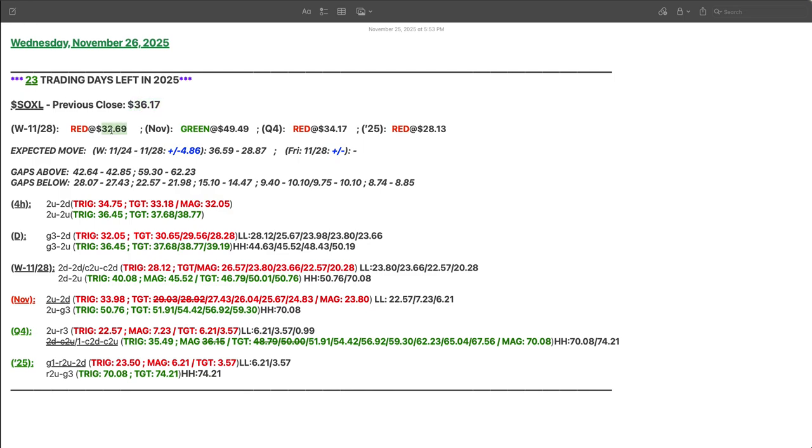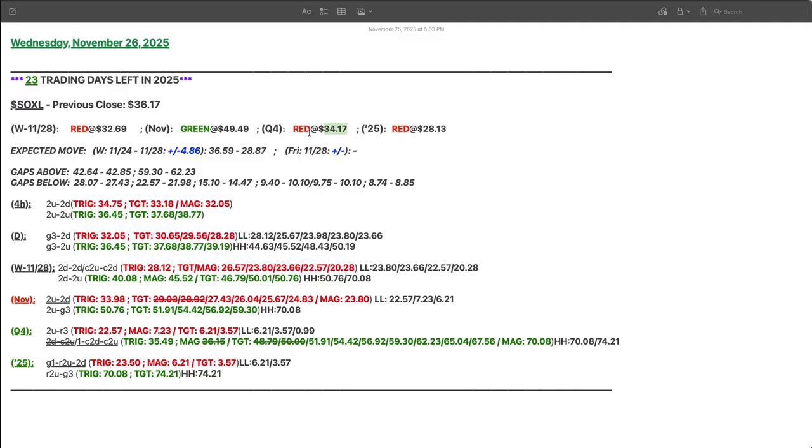We know that in order for the week to turn red, we would have to go below 32.69. For the month to go green, we've got to get up above 49.49. So you can see this is where the back and forth is going on, and why I say we got to just continue to be patient from the longer term perspective, because we're still green on the quarter and the year. Don't have too far to go to flip the quarter red, but we're still green at this point.